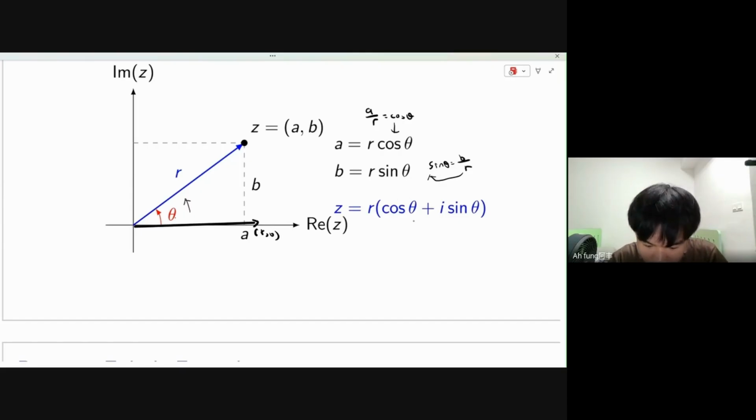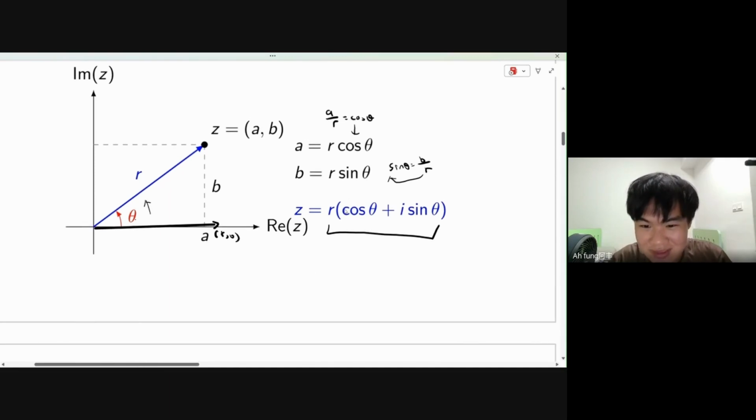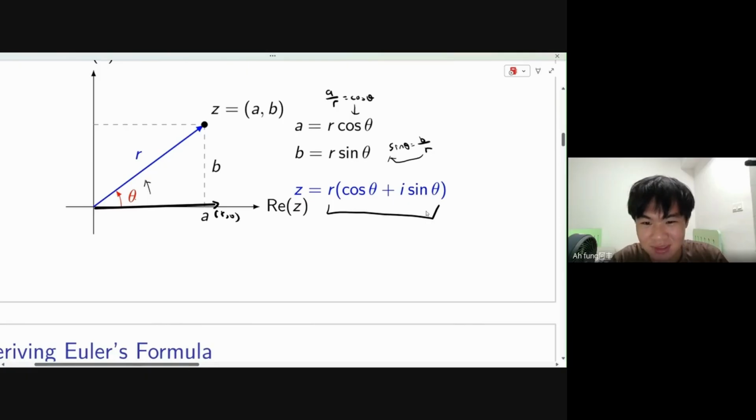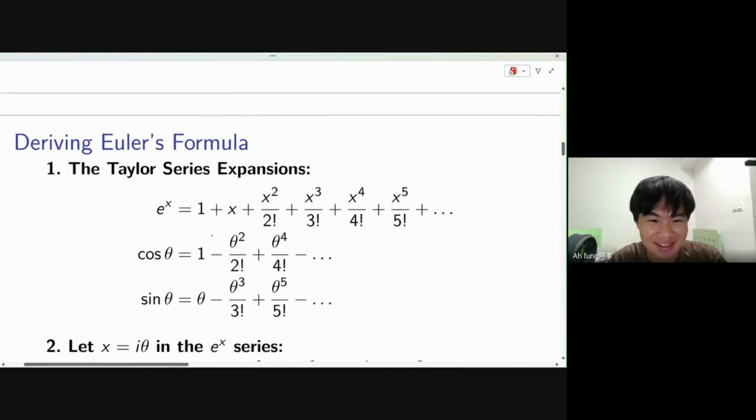So we can write the complex number in a new form, which directly involves theta. And this is something important. Z is equal to R times cosine theta plus I sin theta, because this can lead to another form also: the Euler formula. These are very interesting things.